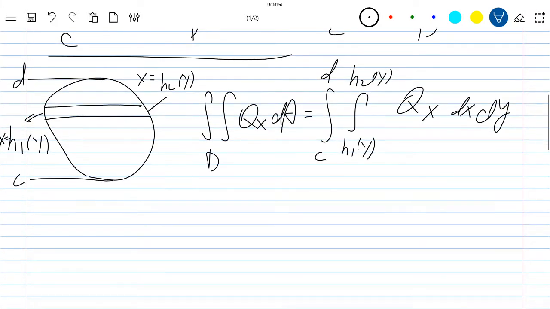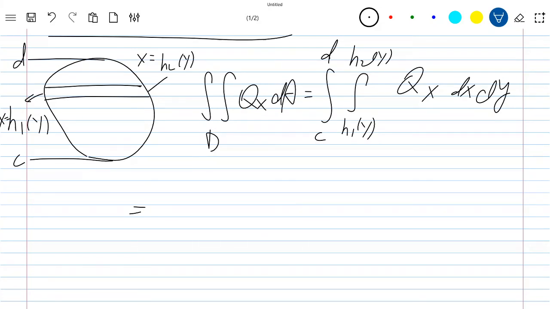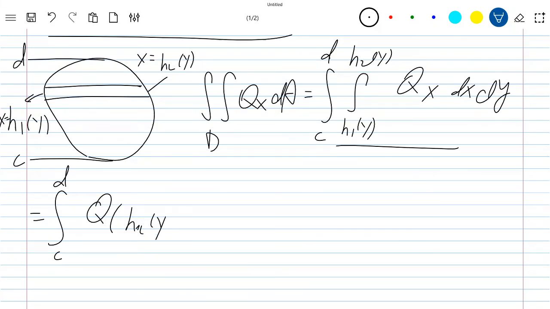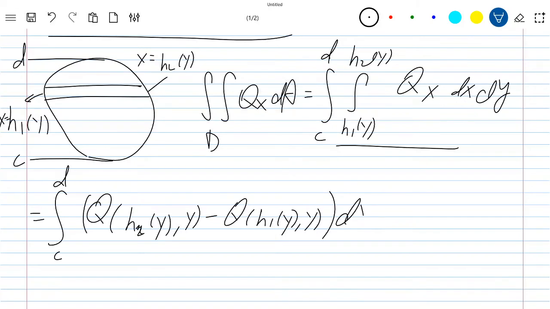Then we will apply the fundamental theorem of calculus. This part is the integration of a derivative. So it's just Q of the right end, where x is a given function of y, h2(y), and y, minus the left end. That's the integral. Then integrate over dy.